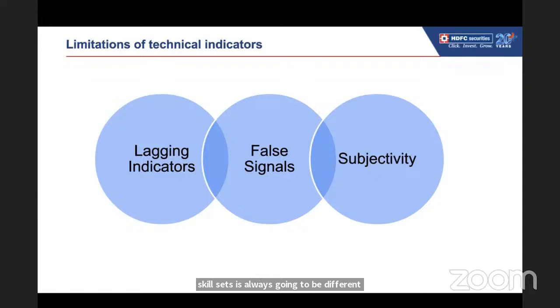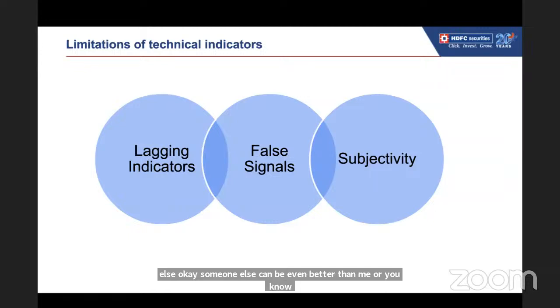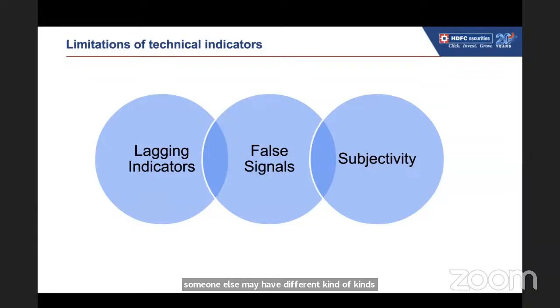Someone else can be even better than me, or someone else may have different kinds of skill sets. Some people are good with numbers, some people are good with charts, so that may also interfere here. So looking at the indicators and taking clues from them has a subjectivity. So this is about the indicators.